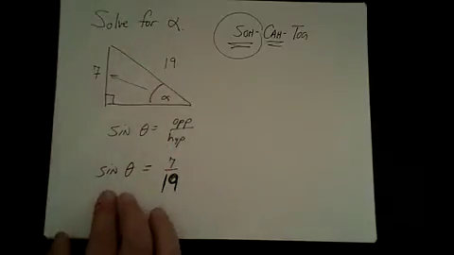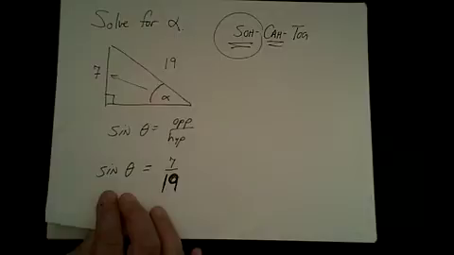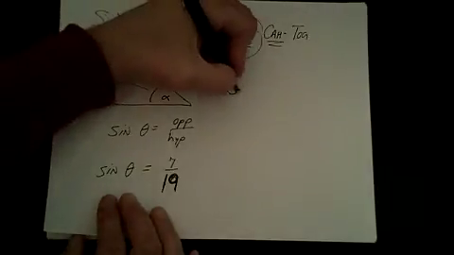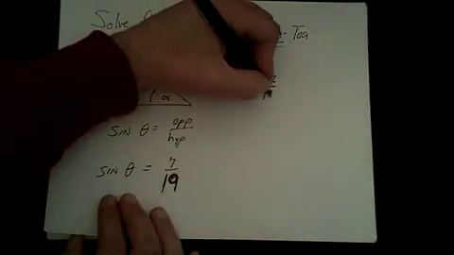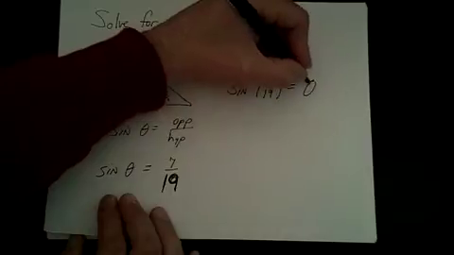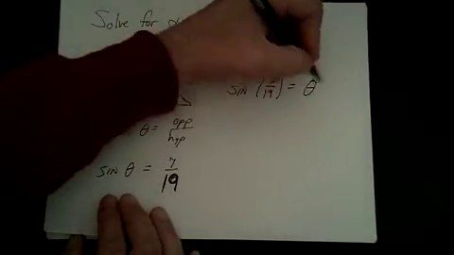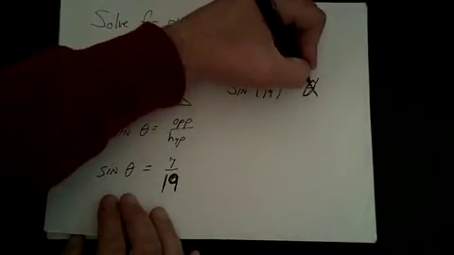Now this is sine, which is what we use if we're given the angle. We're not given the angle here; we want to find out the angle. So we actually want to go backwards. The way that we go backwards when we're doing a sine, cosine, or tangent problem is we use the inverse trig functions. In this case, sine inverse of 7 over 19 is equal to theta, or in this case, alpha. That's what we're solving for.